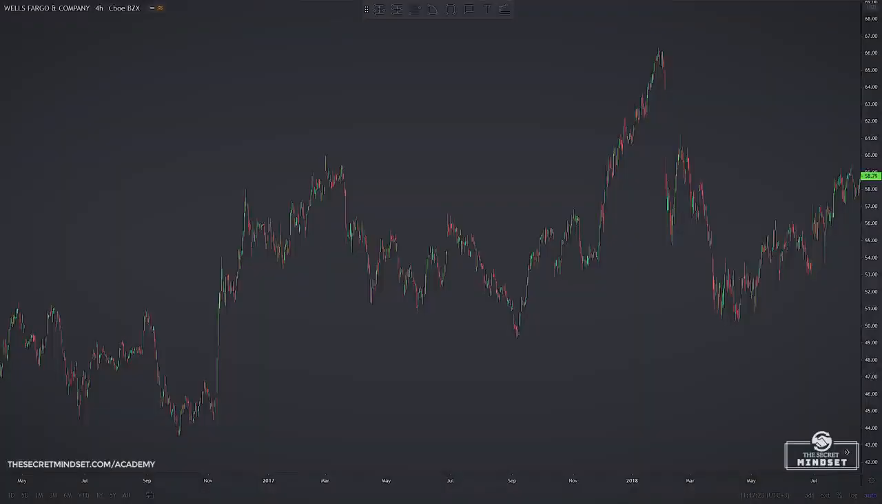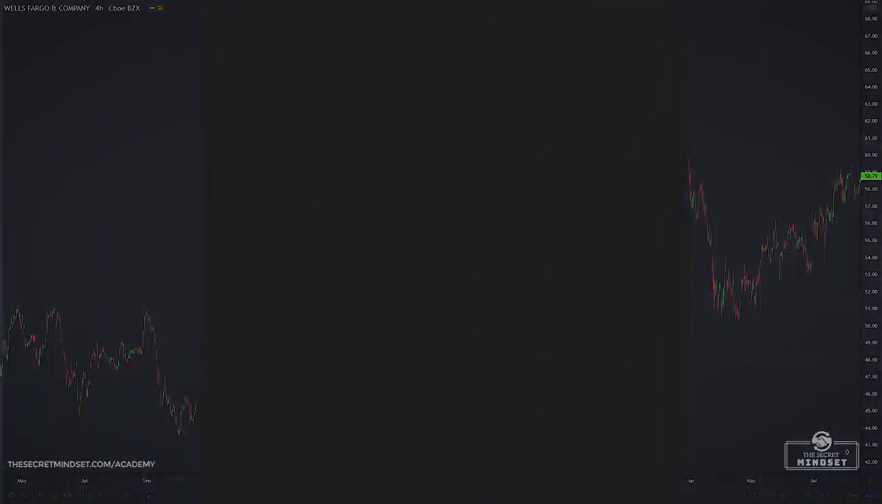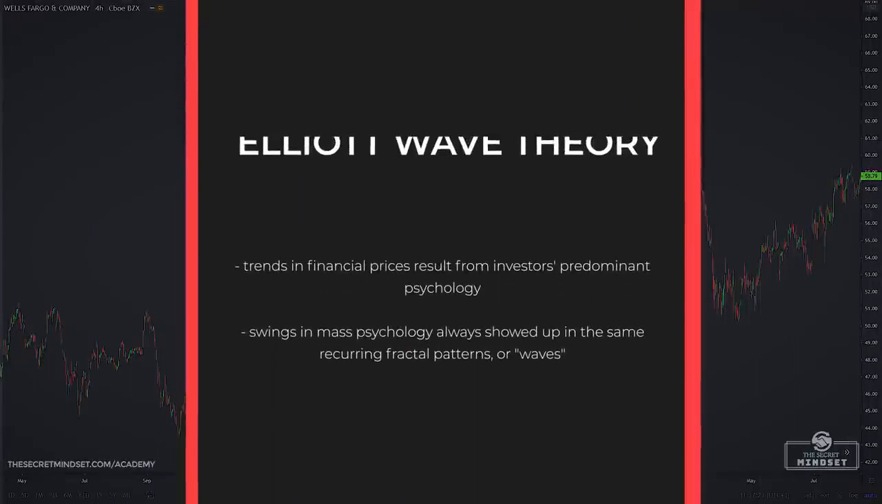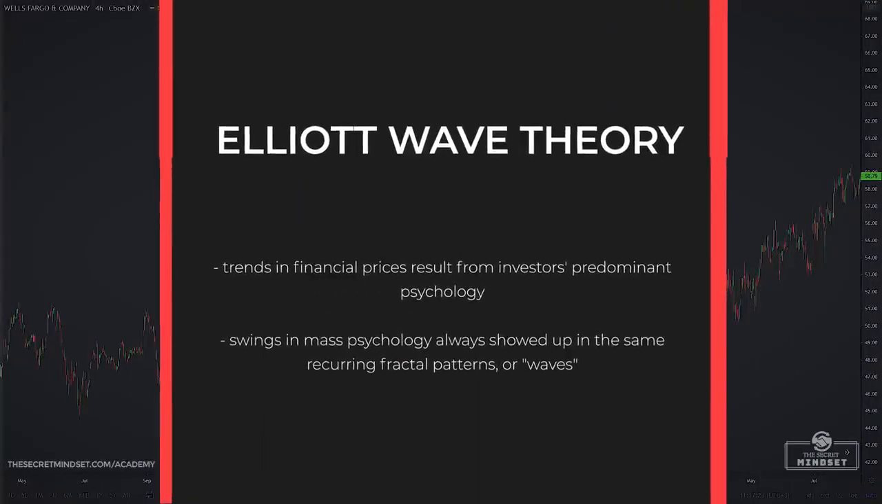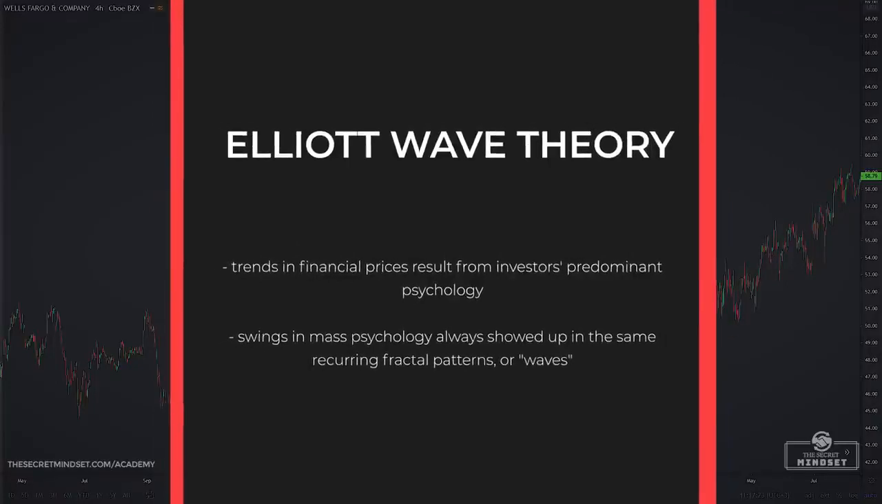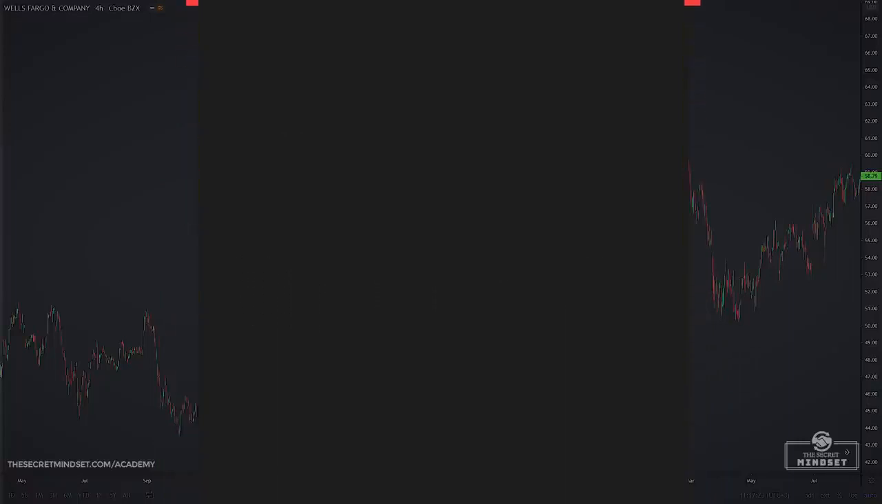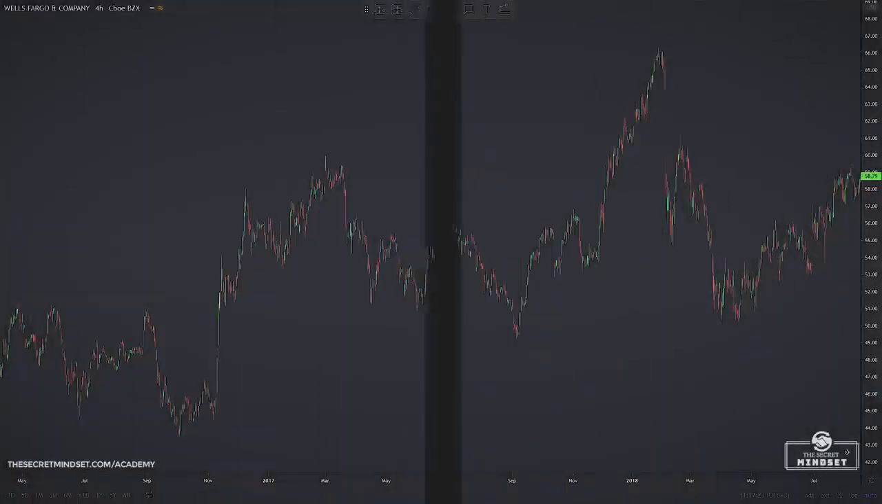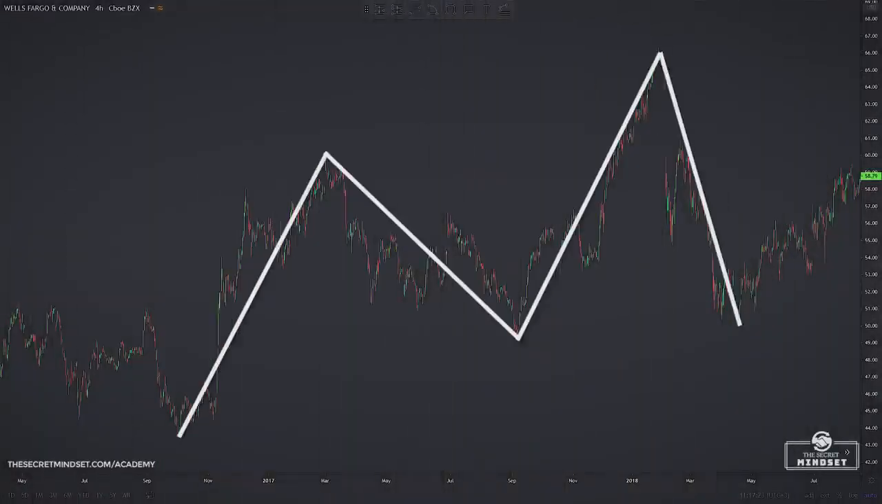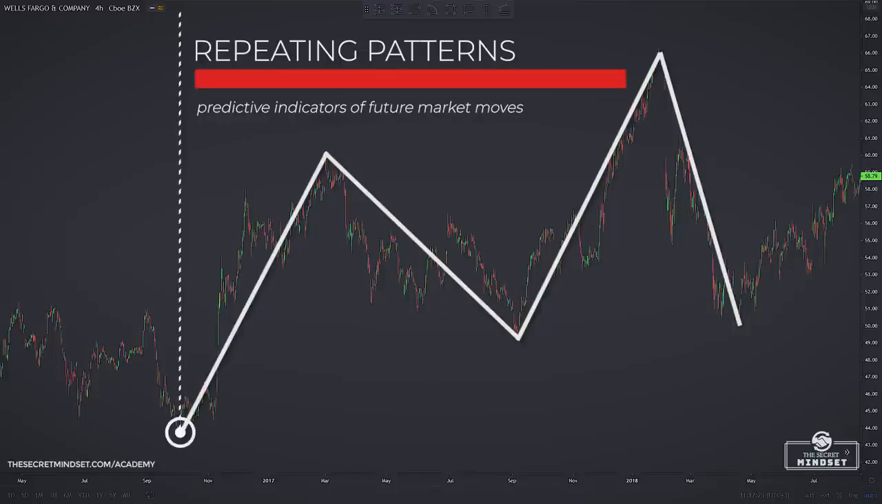Ralph Nelson Elliott, the trader who developed the Elliott wave theory, proposed that trends in financial prices resulted from investors' predominant psychology. He found that swings in mass psychology always showed up in the same recurring fractal patterns, or waves. Elliott discovered that stock index price patterns were structured in the same way. He then began to look at how these repeating patterns could be used as predictive indicators of future market moves.